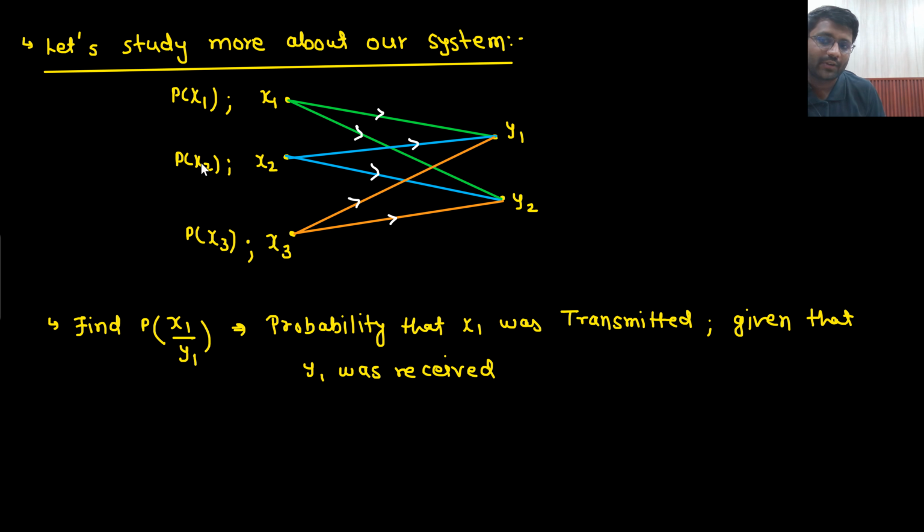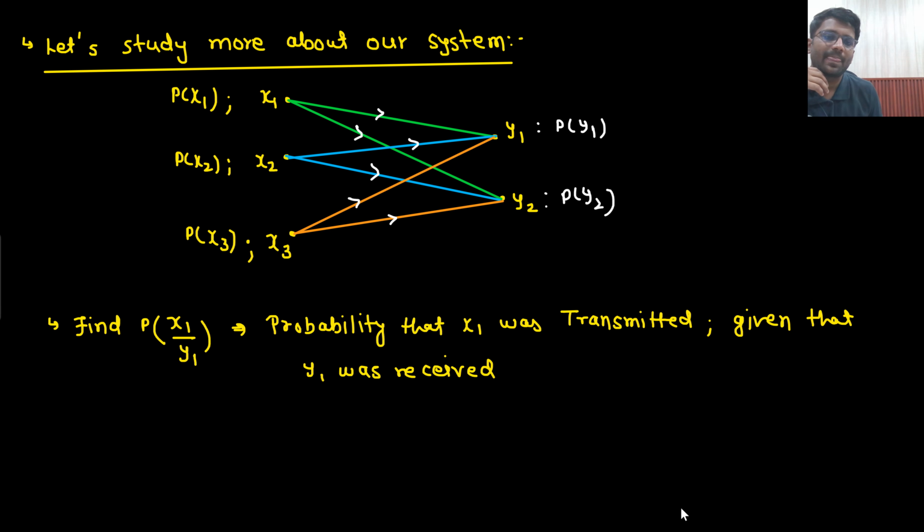Probability of sending x1, probability of sending x2, probability of transmitting x3, whatever it is. Probability of receiving y1, probability of receiving y2. Do you know the probability of receiving y1 and y2? Yes, sir. I can write down the probability of receiving y1, and I can write down the probability of receiving y2 as well.